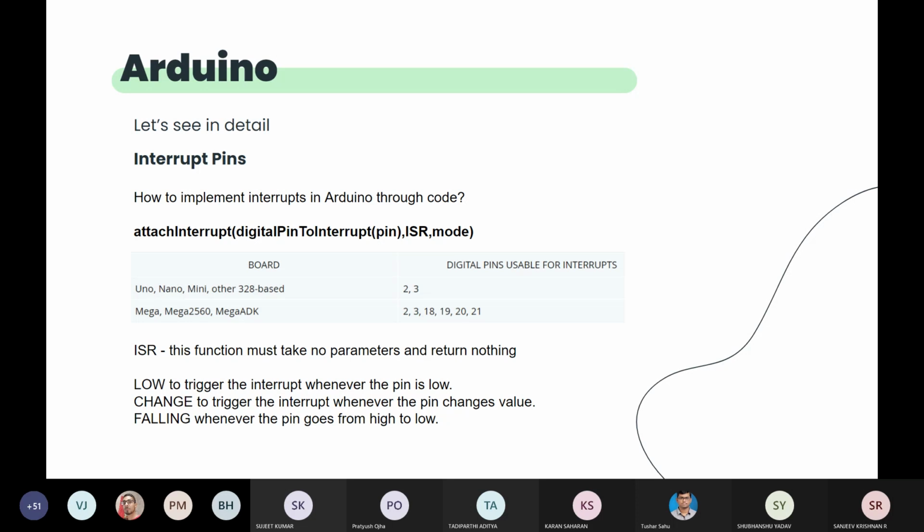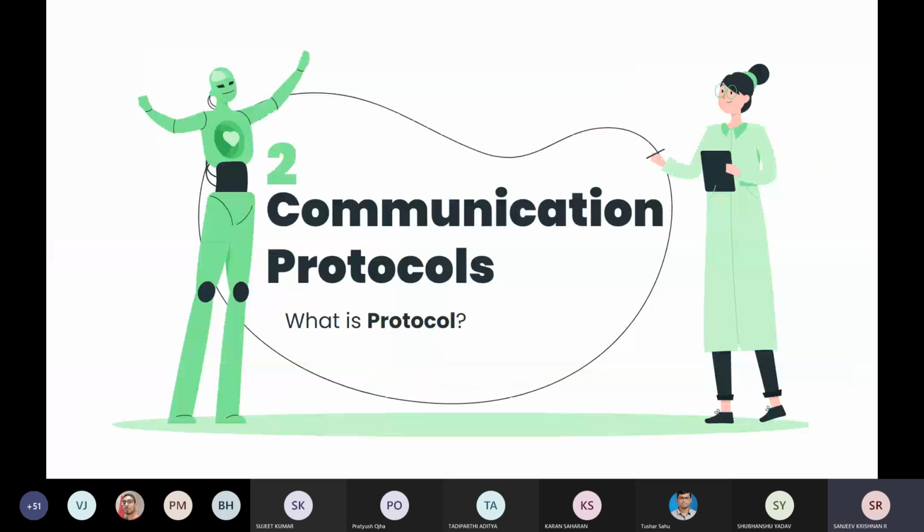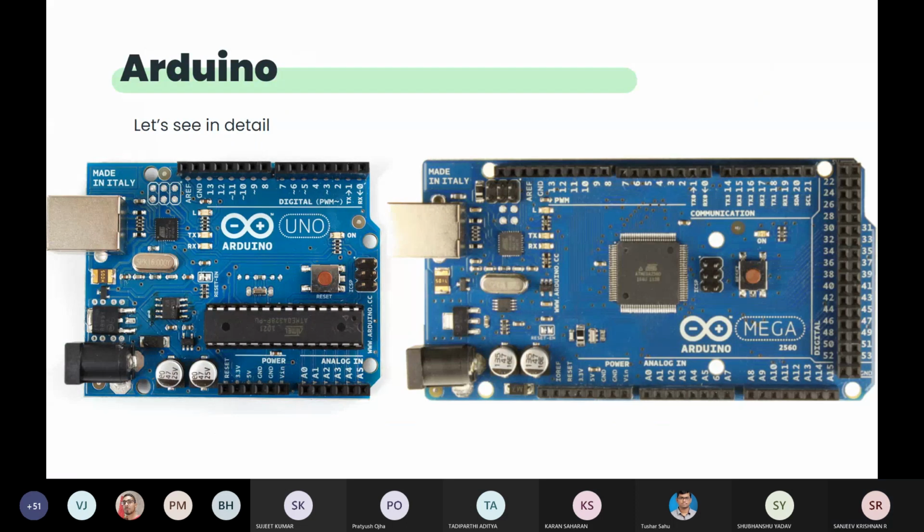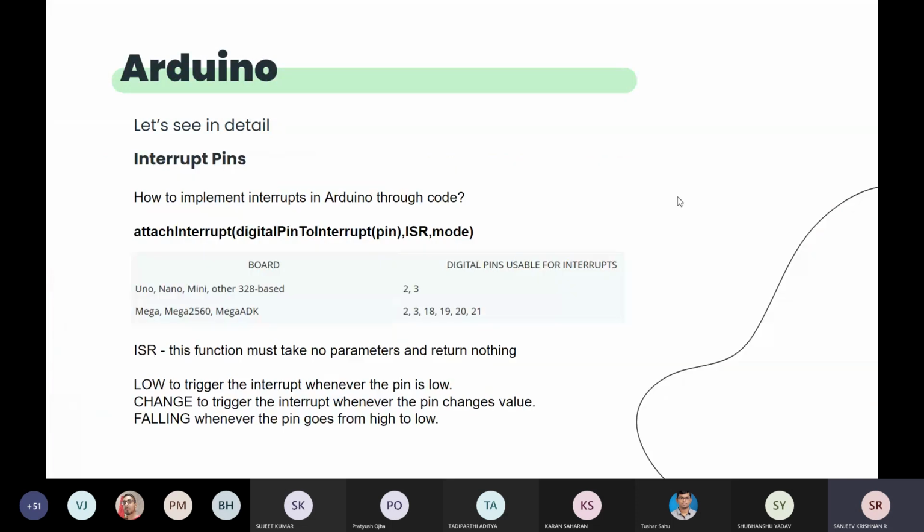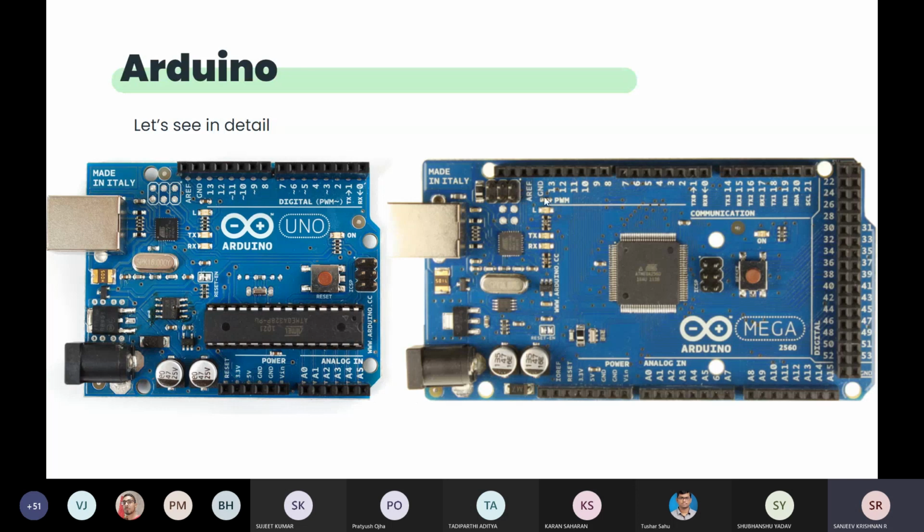Fine. Let's not waste much time here. Interrupt is just a small concept, and you can learn it more when you come back to campus, when you physically do hardware projects. Now you can see here the interrupt pins are 2, 3, and there are multiple pins here: 18, 19, 20, 21, right here.